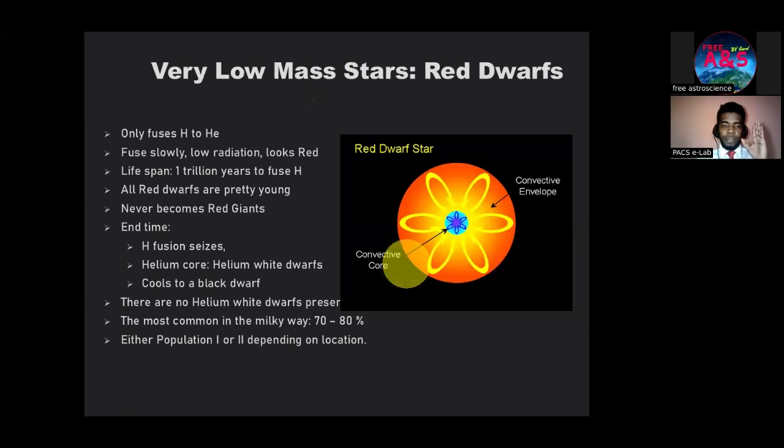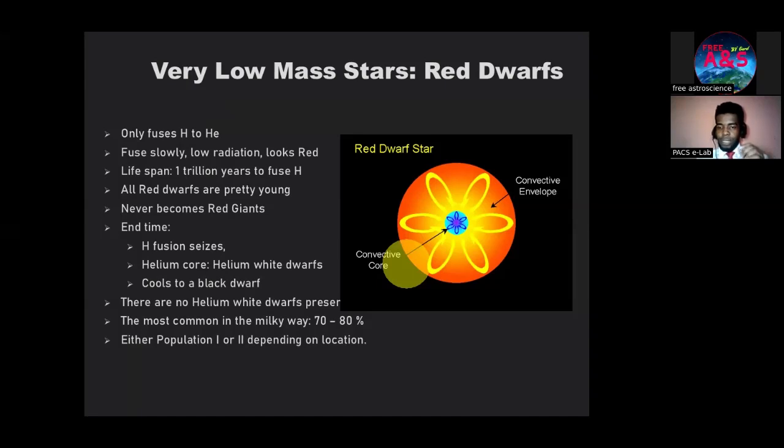So for the very low mass stars, we call them red dwarfs. Like I said, I have explained before, they are very small. So they do not fuse a lot of hydrogen. The rate at which they fuse hydrogen is very, very low. So that is why they are red.